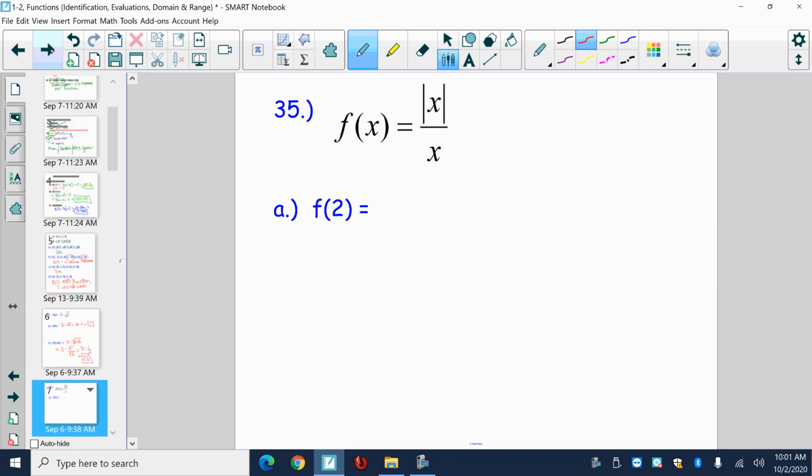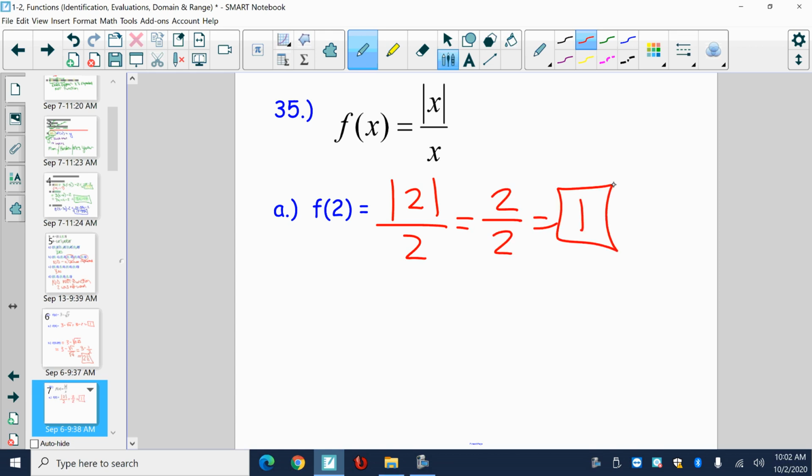Next, number 35. Number 35, the function is f of x equals the absolute value of x over x. So again, you're just plugging and chugging. So this is going to be the absolute value of 2 over 2. Absolute value is the distance in numbers away from 0 on the number line. So the absolute value of 2 is 2, so 2 divided by 2 is 1. Okay.